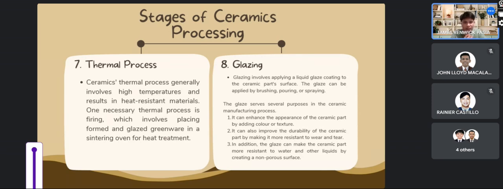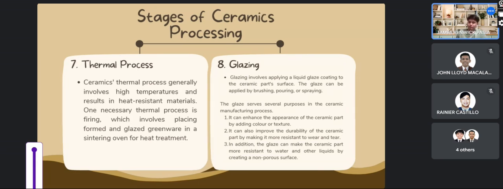First, it can enhance the appearance of the ceramic part by adding color or texture. Second, it can also improve the durability of the ceramic part by making it more resistant to wear and tear. Third, in addition, the glaze can make the ceramic part more resistant to water and other liquids by creating a non-porous surface.